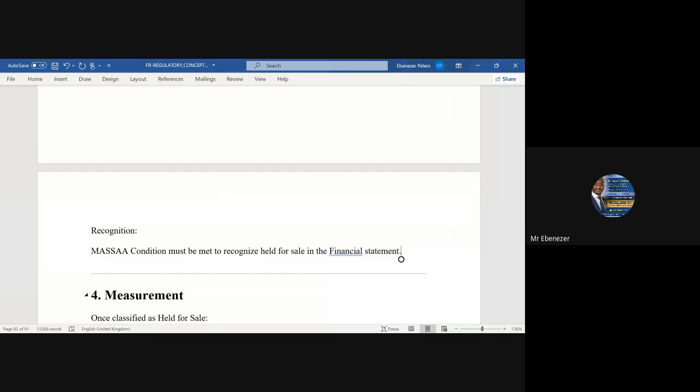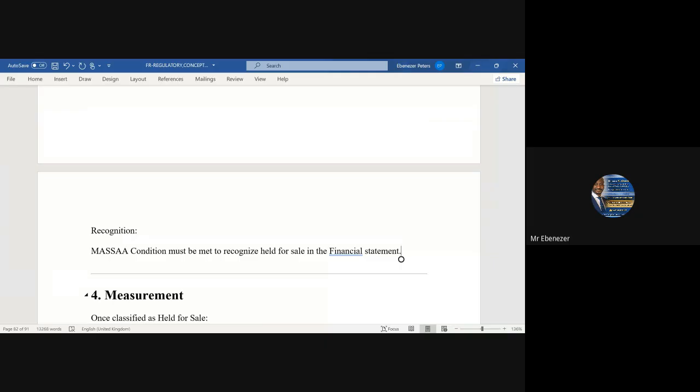So going back to the question that my sister asked me, let me go back and explain. Once you commit yourself as management to say you want to sell a non-current asset, and all these 6 conditions of MASSA are fully met, you are going to reclassify that asset. That is to say, you change the status of the asset from non-current asset. They can no longer be called non-current assets. Now they will be reclassified and brought down to current assets. In other words, the first thing to do is you are going to credit your PPE and debit your current assets. You understand me now?